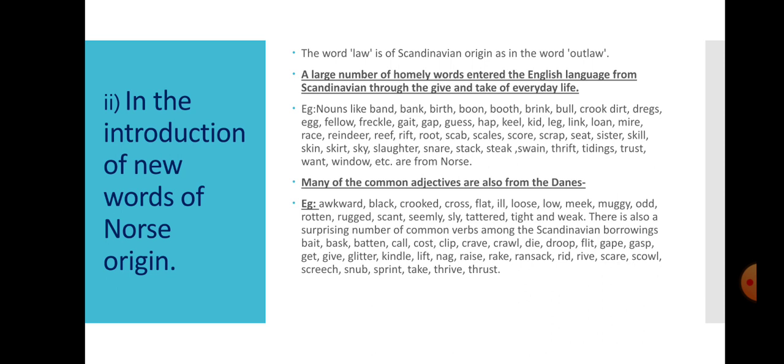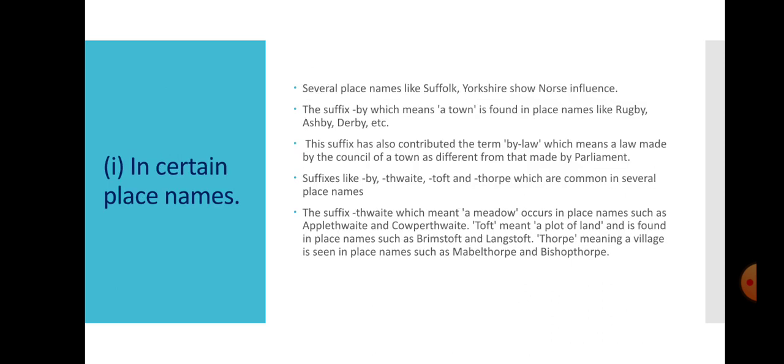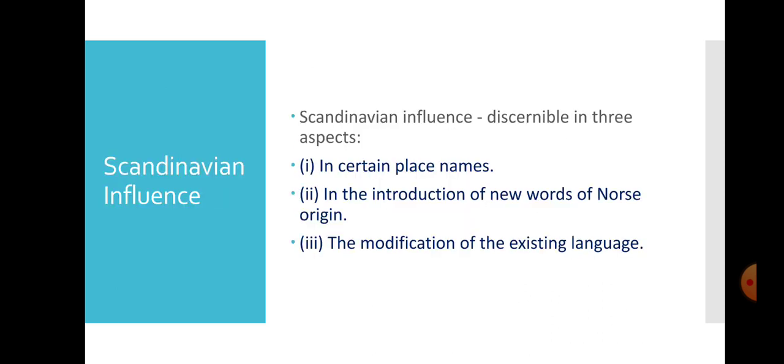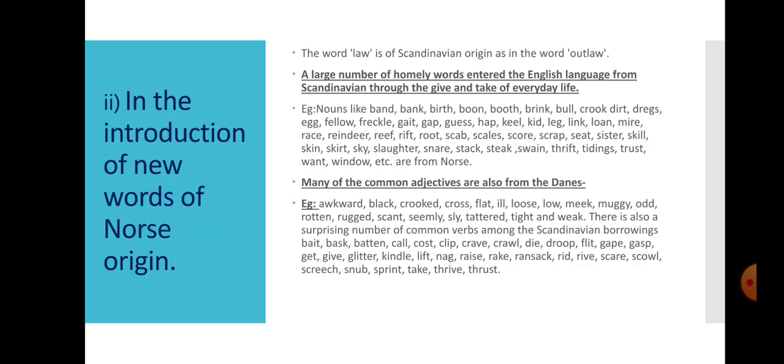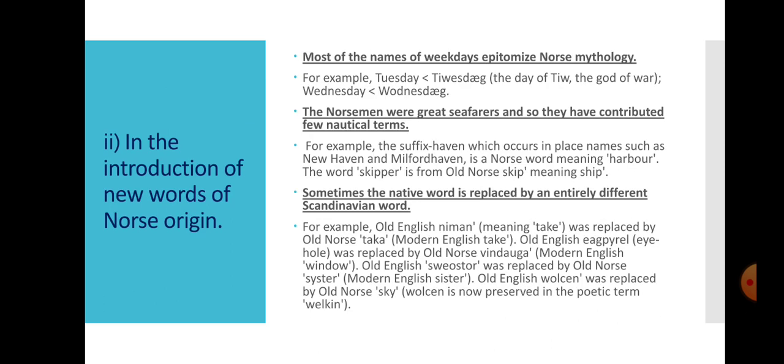Okay. Let's continue with the second section, the introduction of new words of Norse origin. First, the Scandinavian influence is discernible in three aspects. First one, in certain place names. Then the second one, the introduction of new words of Norse origin. Two sets we have already discussed, that is the words that entered through the give and take of everyday life, then adjectives and nouns that entered the English language from the Norse language. Let's continue with the words that are of Norse origin.